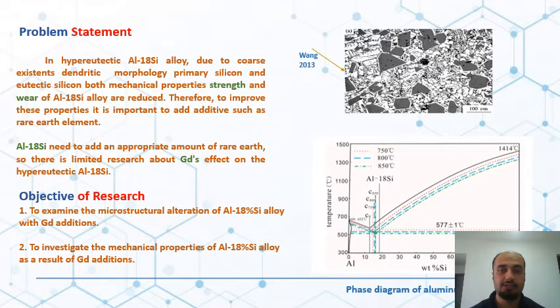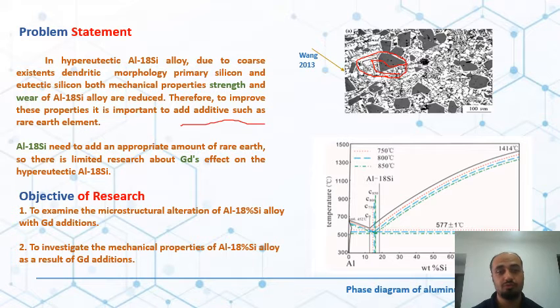The problem statement of this research: in hypoeutectic aluminium 18 silicon alloy, the grain size is big and the shape of the aluminium silicon is coarse. This makes mechanical properties such as strength, wear resistance, and hardness lower. So it is important to add an additive such as a rare earth element. Aluminium 18 silicon needs an appropriate amount of rare earth.